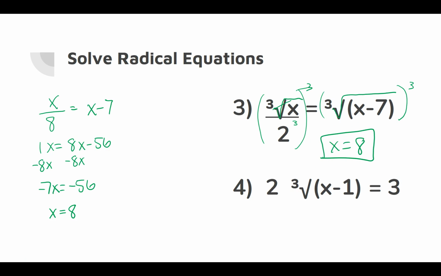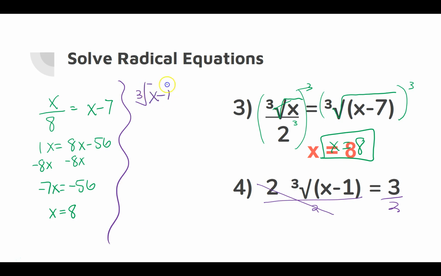Questions on 3? Ready for 4? Here we go. Number 4. What's attached to number 4? A 2. So how are you going to get rid of it? Divide both sides by 2. So now I have the cube root of x minus 1 is equal to 3 over 2.